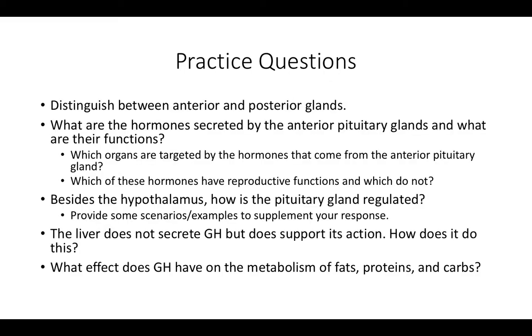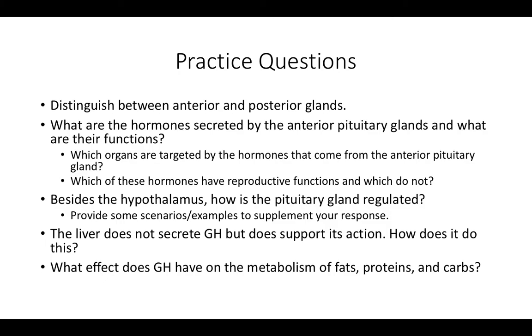Okay, so practice questions for this section. Distinguish between the anterior and the posterior glands. We talked about how they receive communication and commands from the hypothalamus, right? The anterior pituitary gland is going to receive communication through hormones. The posterior pituitary gland is going to receive communication through nerve signals.